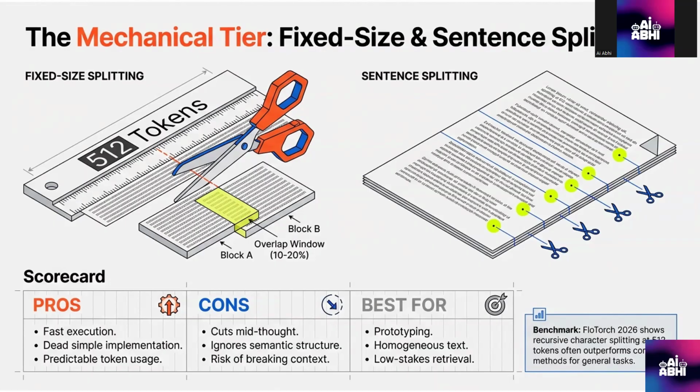There are two types of this chunking. One is character based, where you count the characters, and the other is token based, where you count the tokens. Token based is generally better because it matches how LLMs actually process the text.